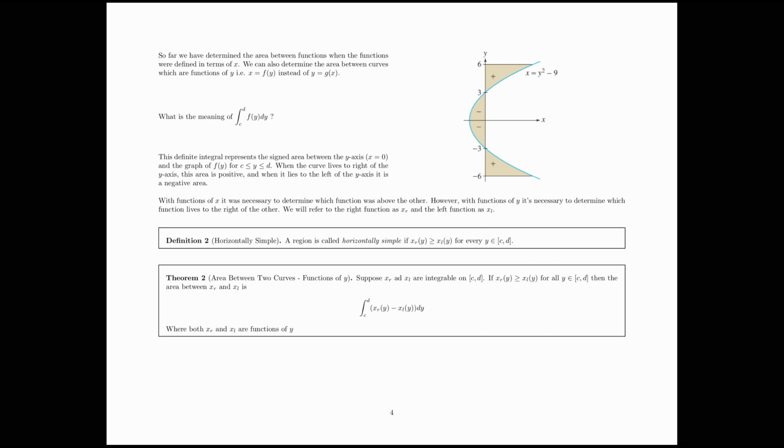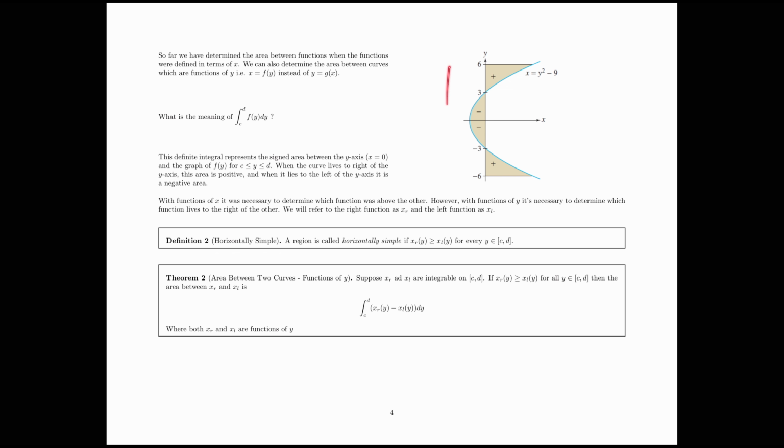In a previous video, we spent some time developing the idea of what it means for a region to be vertically simple. We now have an analogous definition for horizontally simple. A horizontally simple region is one where the boundary doesn't swap which graph is to the right of the other.